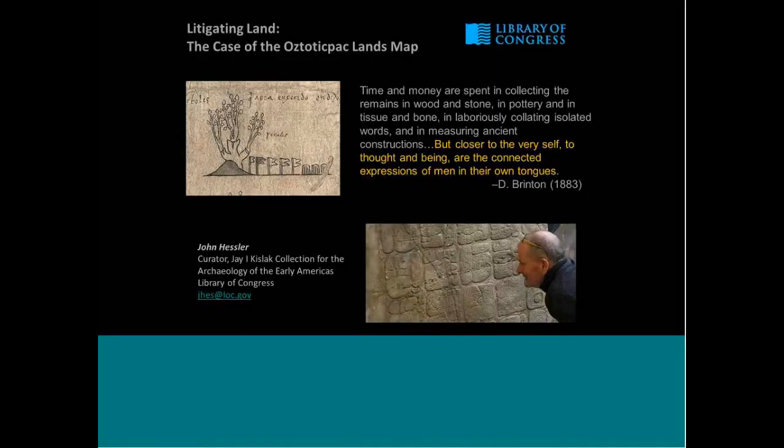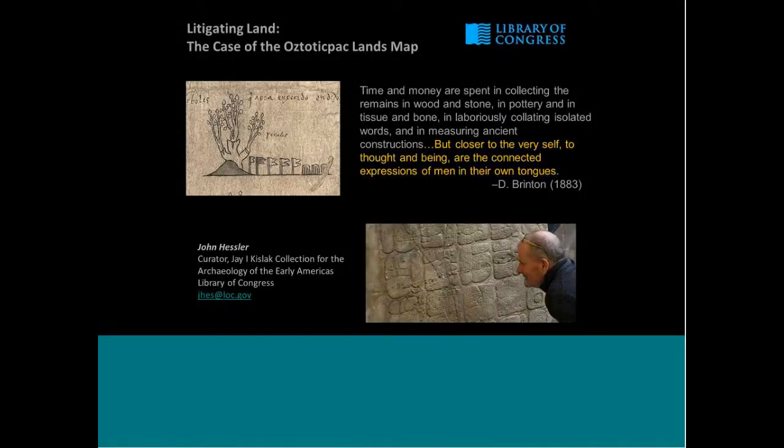As Naomi mentioned, this is the second in a series of three talking about the Mesoamerican codices that are in the collections of the Library of Congress. The one we're going to be talking about today is one of the earliest ones to come into the library's collections, the Oztoticpac Lands Map. No one is really sure exactly when this particular map came into the library's collection.